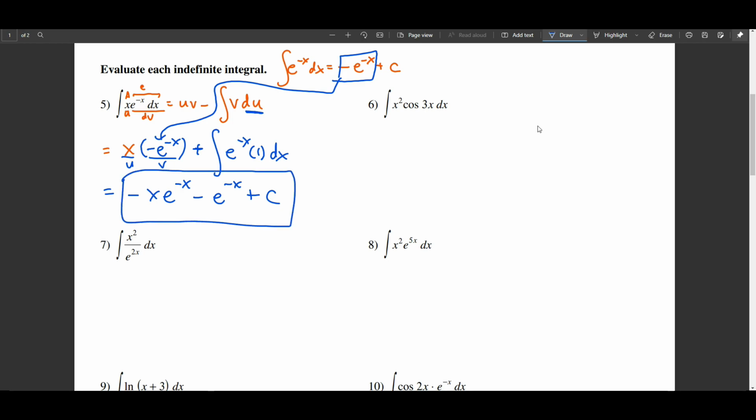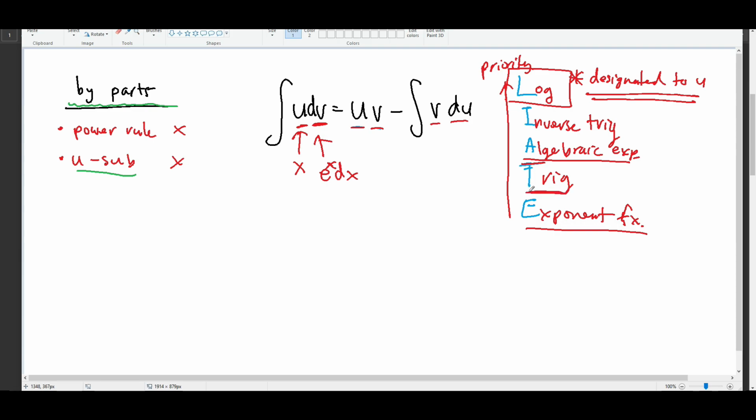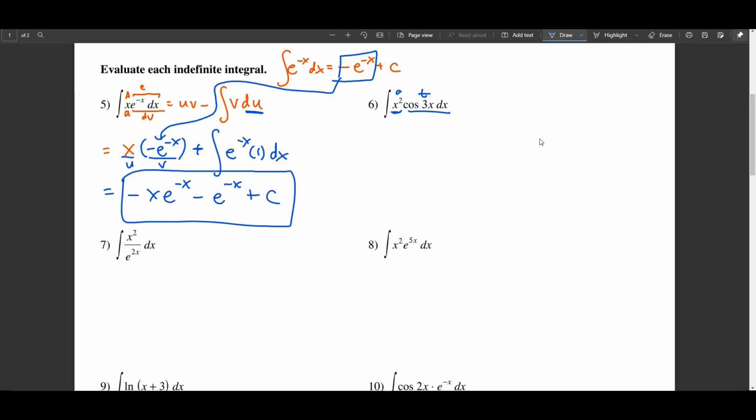Not too shabby. So this is where integration by parts gets interesting with questions like this. This is our algebraic expression. This is our trig. So you'll see that trig is less prioritized than algebraic expressions. So that's going to be our u. That's going to be our v. Okay. So again, let's write uv minus integral of v du.